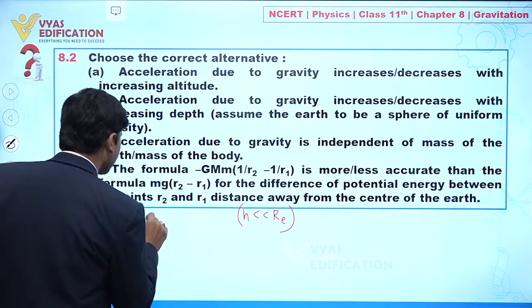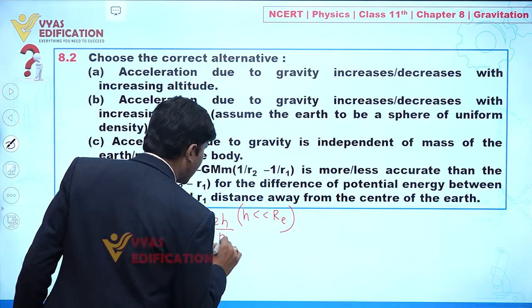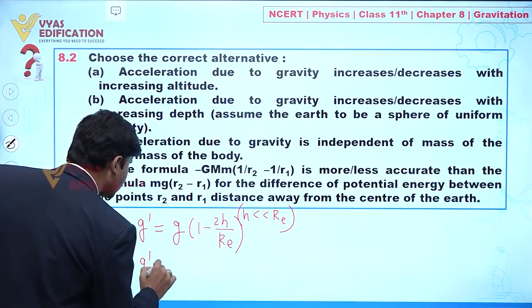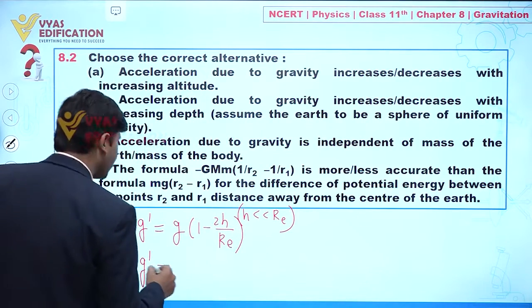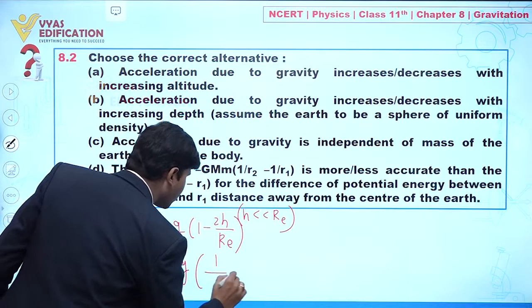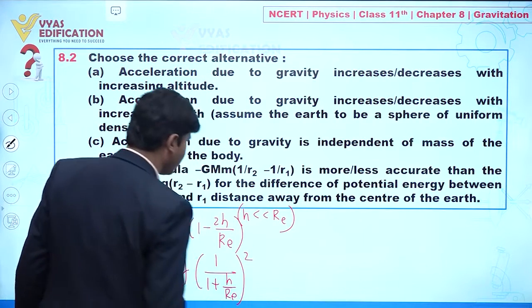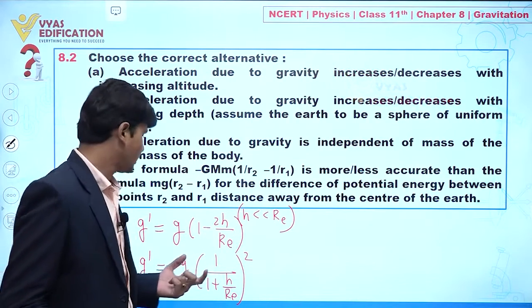At that time I can say this g', is given by g1 minus 2h upon Re. You can also write a general expression like this: acceleration due to gravity due to variation of height is given by g1 upon (1 plus h upon Re) whole square. Clear to you? Yes, clear.